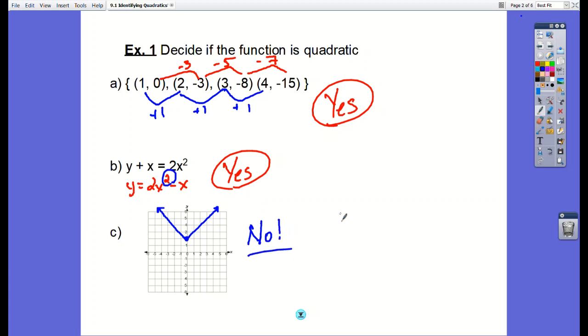Question to everybody, what kind of graph is this? Yeah, it's an absolute value graph, or at least as close to one as I could draw on that small graph. So this is not a quadratic. Quadratics are U-shaped. This is a definite V-shape. So that's an absolute value graph.